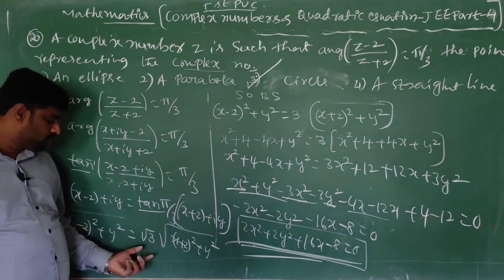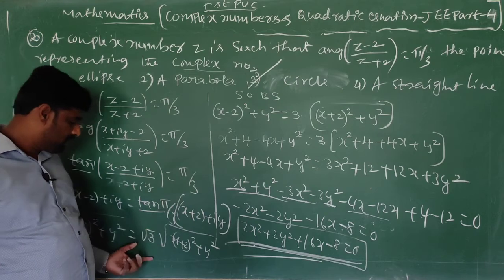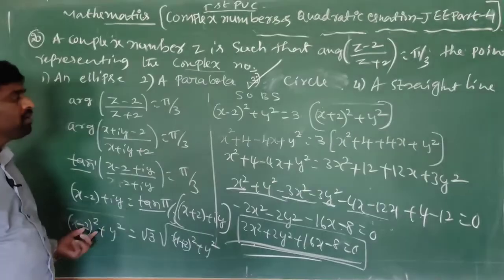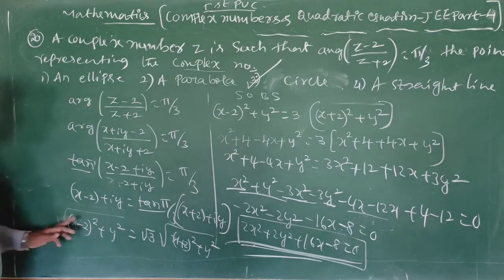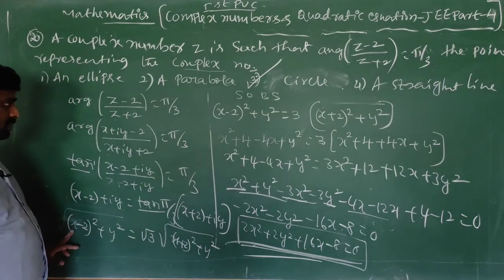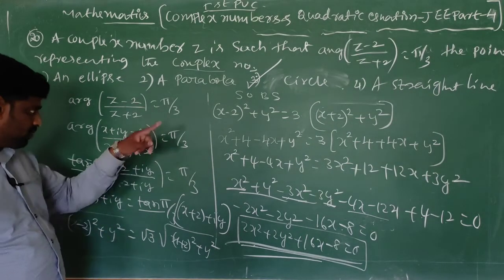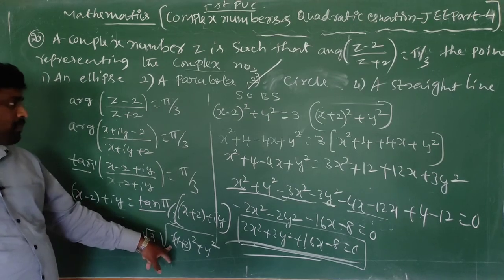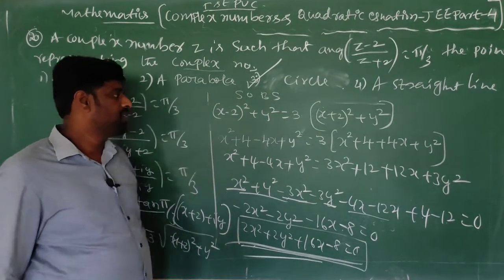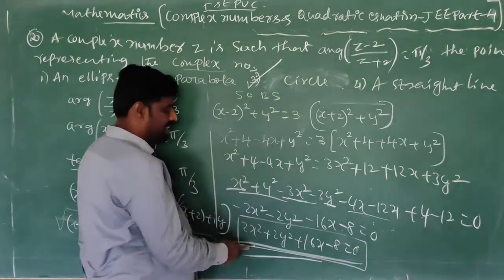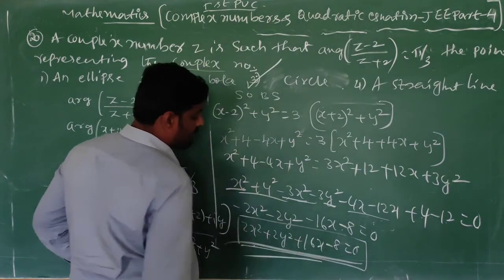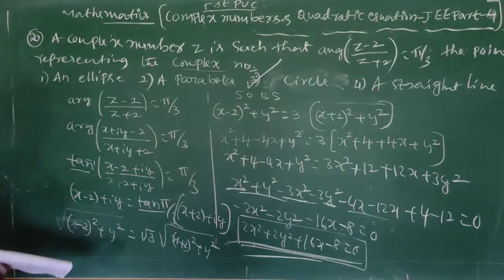Tan pi by 3 is root 3, times square root of (x plus 2) whole square plus y square. Squaring on both sides, the square roots cancel. (x minus 2) whole square plus y square is equal to 3 into (x plus 2) whole square plus y square. On simplifying, you will get 2x square plus 2y square plus 16x minus 8 is equal to 0.